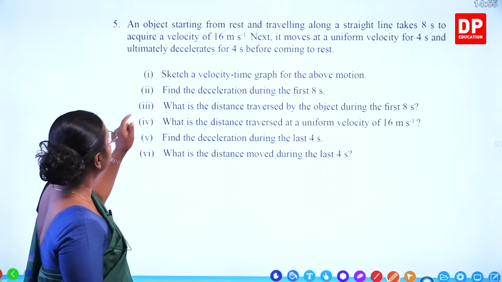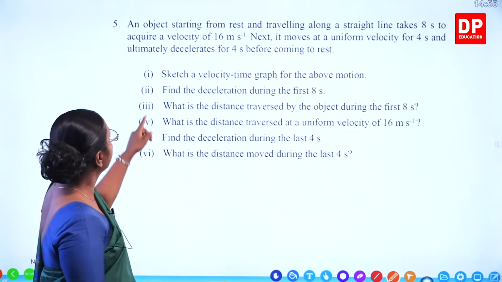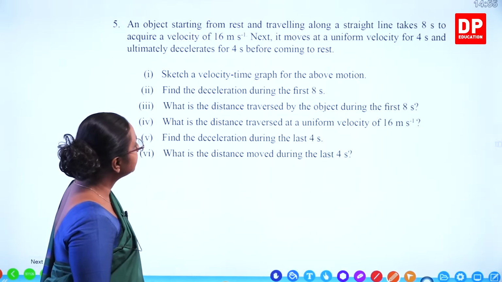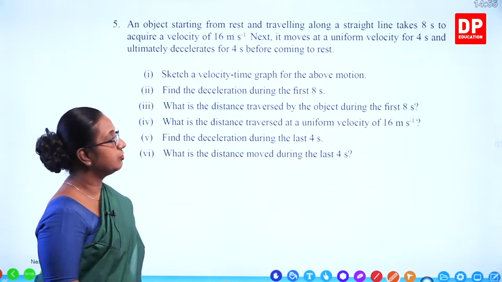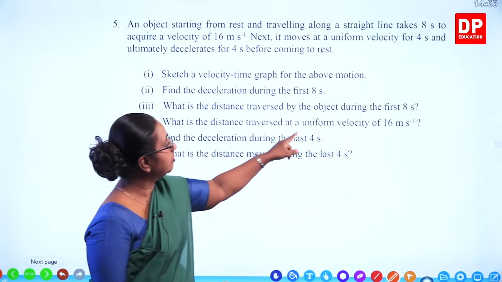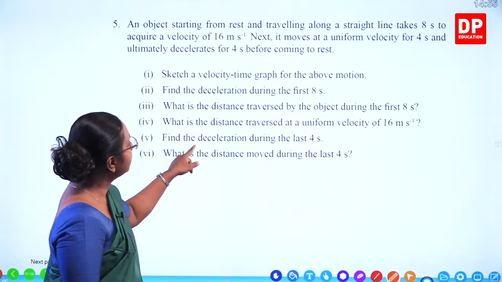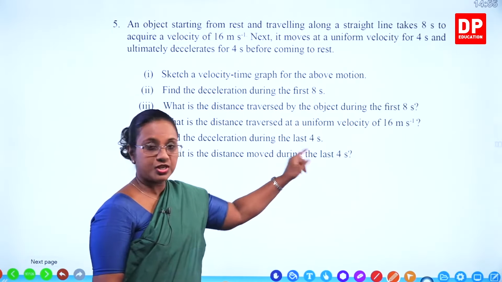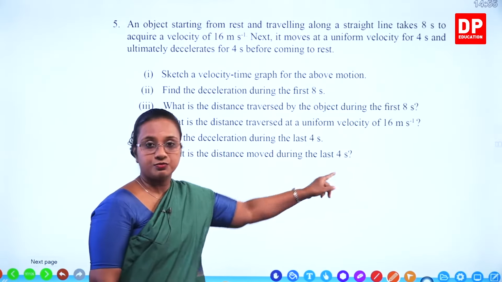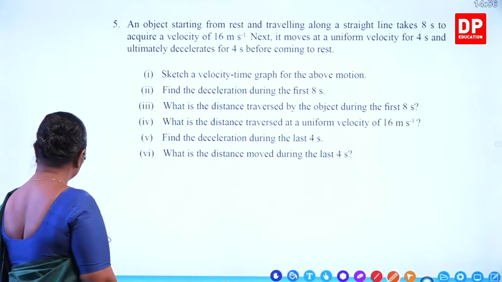The questions are: sketch a velocity time graph for the above motion. Find the acceleration during the first 8 seconds. What is the distance traversed by the object during the first 8 seconds? What is the distance traversed at a uniform velocity of 16 meters per second? Find the deceleration during the last 4 seconds. And what is the distance moved during the last 4 seconds? We will answer the questions one by one.